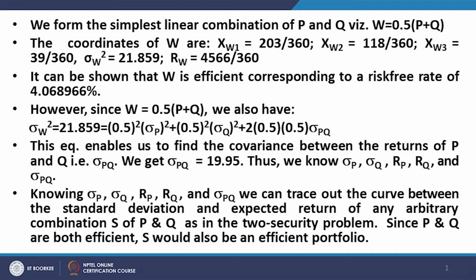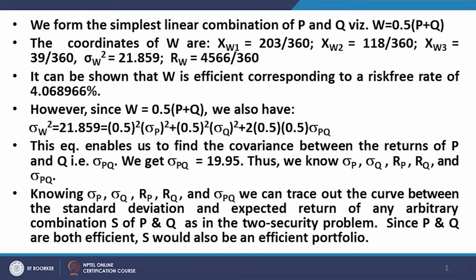We have the expected return of P and Q. We have the variance of P and Q. And if we can find out the covariance between P and Q, we can simply plot the portfolio possibilities curve, the hyperbola, and the efficient frontier can be identified therefrom. So our problem boils down to finding the covariance of P and Q.